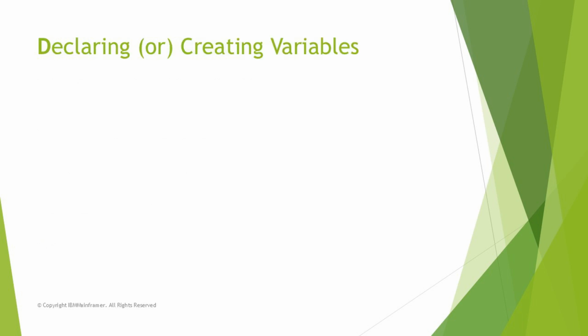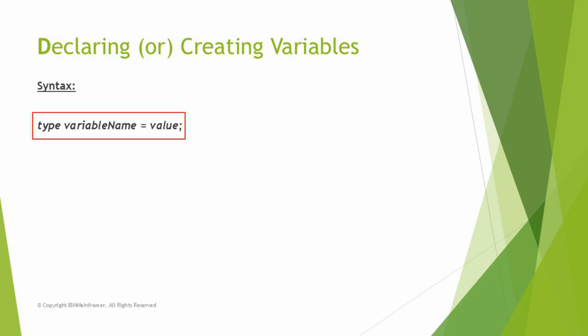Coming to syntax, that is how to declare or create variables in Java. The syntax is very simple. First, we need to tell the type of the variable, then the variable name, then equal to value. The value is optional. If you want to assign a value while declaring the variable, you can use the equal to operator and assign the value. Otherwise, type and variable name are used to declare a variable.